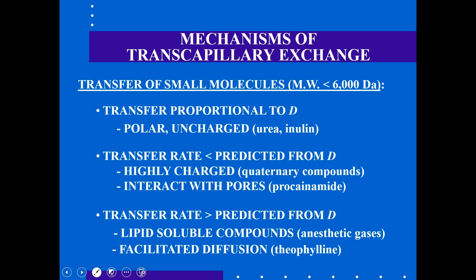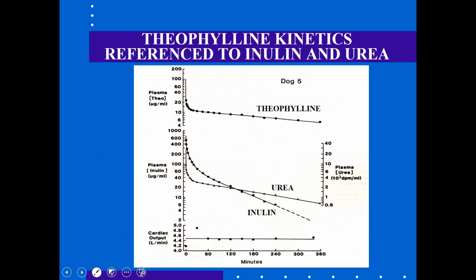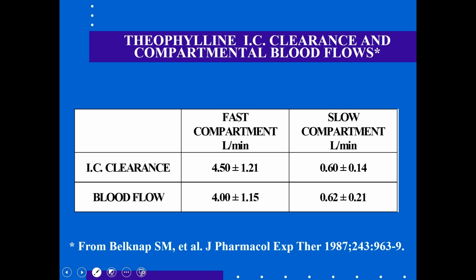The other perplexing thing is that theophylline actually goes faster across capillaries than we would predict from its free water diffusion coefficient. And this is a very unusual study in which theophylline pharmacokinetics were studied in dogs simultaneously with urea and inulin, and we measured the cardiac output as well. And what you can see here for theophylline is that the intercompartmental clearances for theophylline are very close to blood flow calculated from the urea and inulin kinetics.